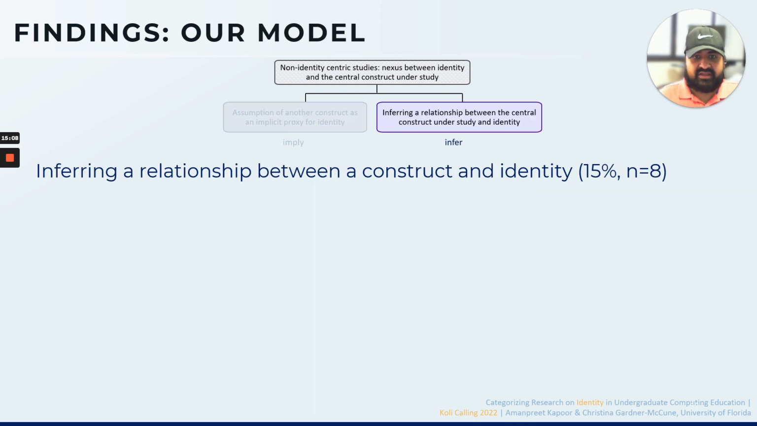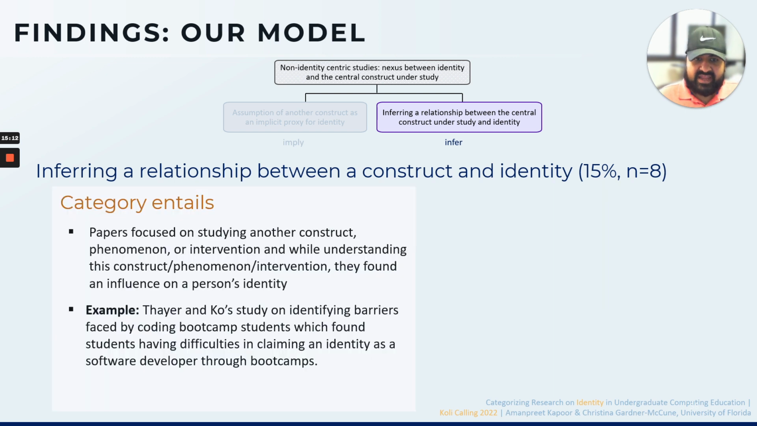The last category in this theme was inferring a relationship between a construct and identity, and 8 papers fell under this category. And these papers focused on studying another construct, phenomena, or intervention, and while understanding this other construct, phenomena, or intervention, they found an influence on a person's identity. An example was Thayer and Co.'s work on identifying barriers that are faced by coding bootcamp students, where they found that students who go through boot camps have difficulties in claiming identity as a software engineer.